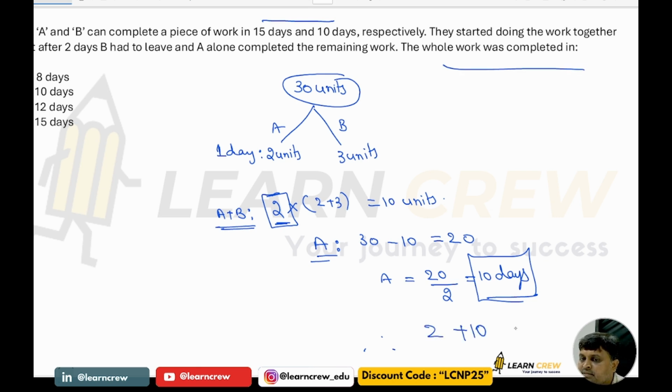2 plus 10, which is 12 days. So the answer is 12 days. If it is asked for the remaining work, the answer is 10. But it is asked for the whole work. Whole work means first 2 days A and B together, and then A alone. Total 2 plus 10, 12 days is the answer.